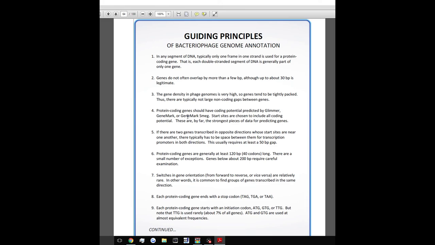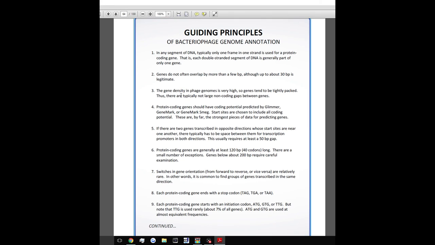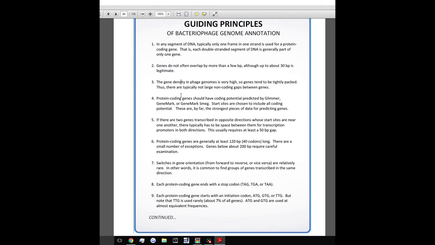Number one, in any segment of DNA, typically only one frame and one strand is used for a protein coding gene. That is, each double-stranded segment of DNA is generally part of only one gene. I think that one's pretty self-explanatory. Number two is pretty interesting.